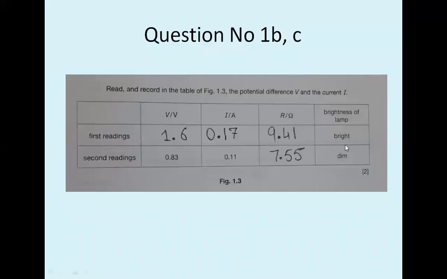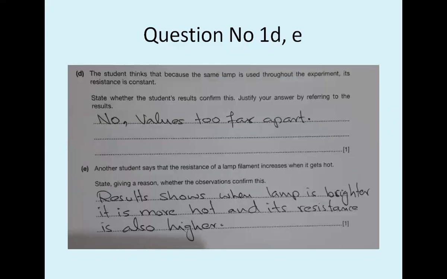When the lamp is bright, it means that it will be hot, and the resistance is 9.41. So it looks like when the lamp is bright, its temperature will be higher. The resistance is 9.41, which is higher as compared to the other reading. When the lamp is dim, its temperature will be less as compared to when the lamp is bright, and the resistance is also less. You can see 7.55. So that argument looks good. The result shows when the lamp is brighter, it is hotter, and its resistance is also higher.